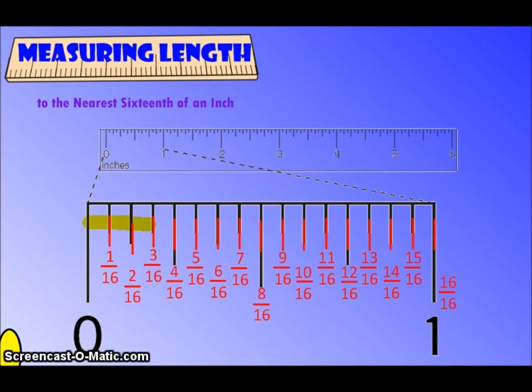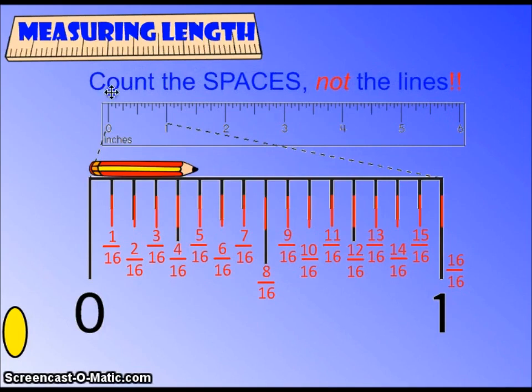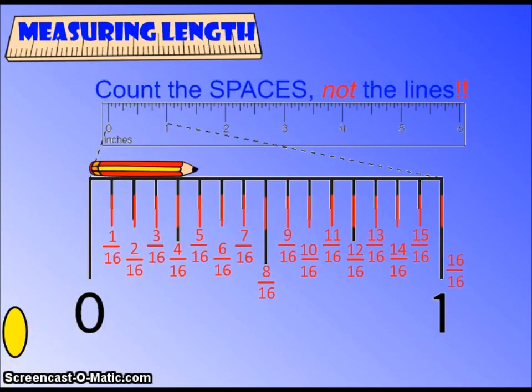16 will now always be our denominator, and the numerator will be the number of spaces we count when measuring an item. Let's measure a pencil. What is its length? Remember, count the spaces, not the lines. 1, 2, 3, 4, 5. The pencil is 5/16 inch long.